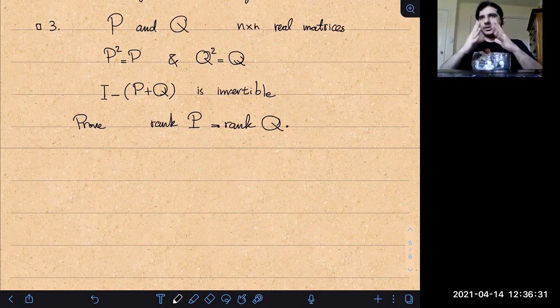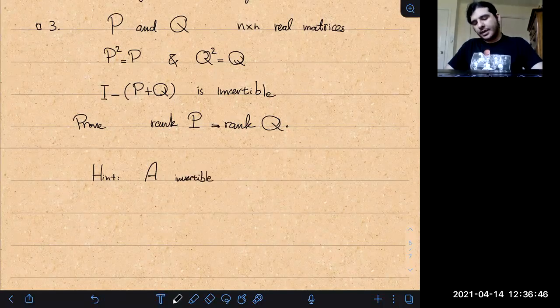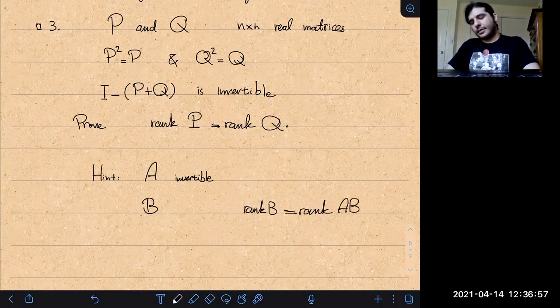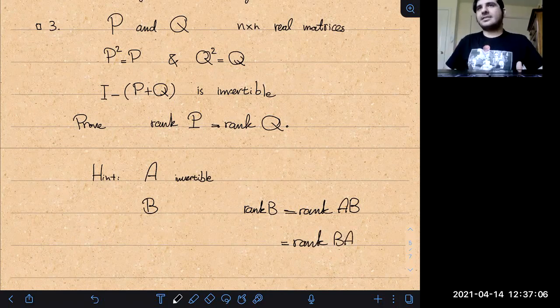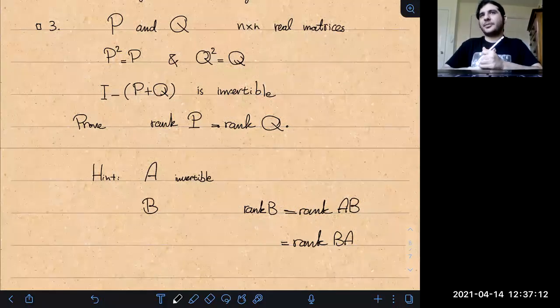There is a little interesting statement, which I would write here as a hint. If A is an invertible matrix, say n by n, and B is just another n by n matrix, rank of B is equal to rank of AB, equal to rank of BA. Let's try to use this fact somehow in this question. How can we use this statement here?